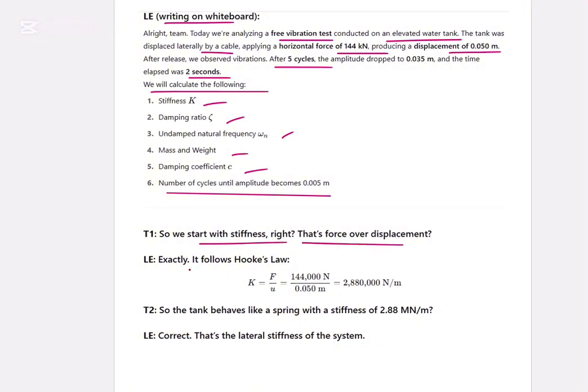That's the force over displacement. Exactly, it follows Hooke's law. So the tank behaves like a spring with the stiffness of this one. Correct. That's the lateral stiffness of the system.